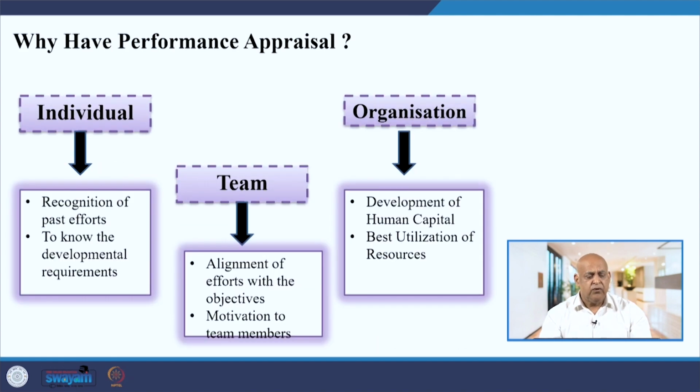Now, what are the benefits for the individual? Recognition of past efforts, understanding the strengths, the weaknesses, the opportunities, the threats, and knowing the developmental requirements. Wherever he identifies weaknesses, these are maybe the gray areas where he requires more clarity or more training and development programs. So, upliftment of the individual is necessary, it is compulsory. There is no doubt that employees want to develop themselves and they want the feedback also. As far as the team is concerned, alignment of the efforts with the objectives is there, and that alignment with the objectives will create the team.